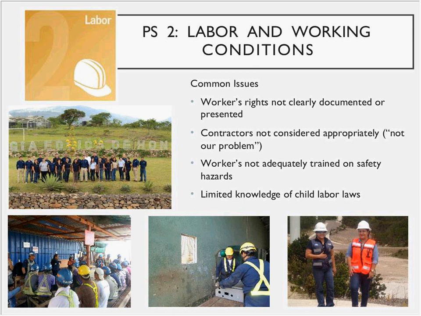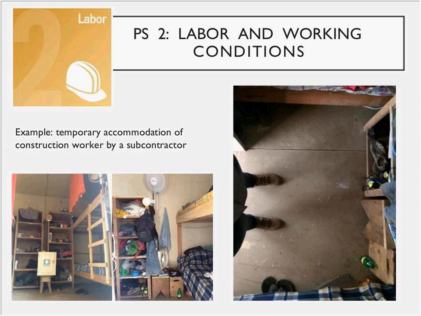And what we found is that, for example, some of the workers don't have a written contract. They don't have a paper that says exactly how much they are being paid. They just get paid every 15 days or every week. Or, for example, the workers are not adequately trained on the safety hazards. That is a common issue also in construction, more usual than on operation sites. Sometimes there is limited knowledge of the child labor laws. That is also something that you have to be careful about, so that you're complying with this standard.